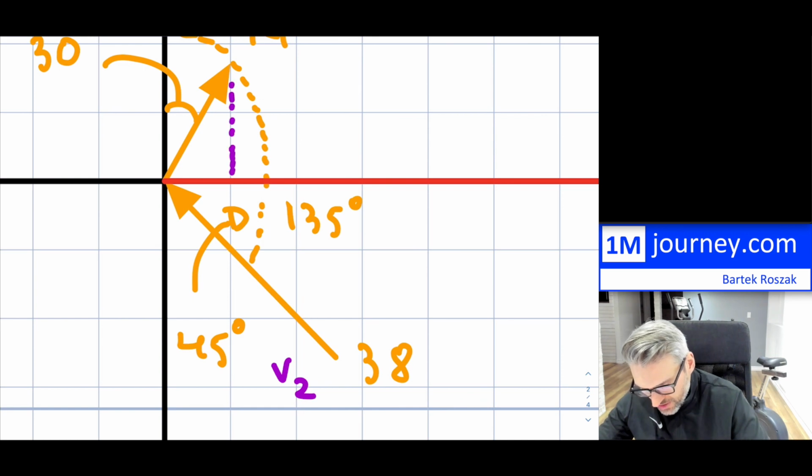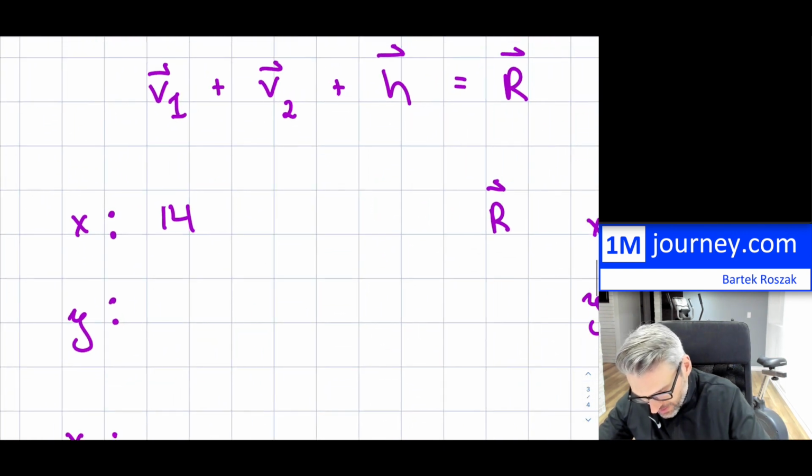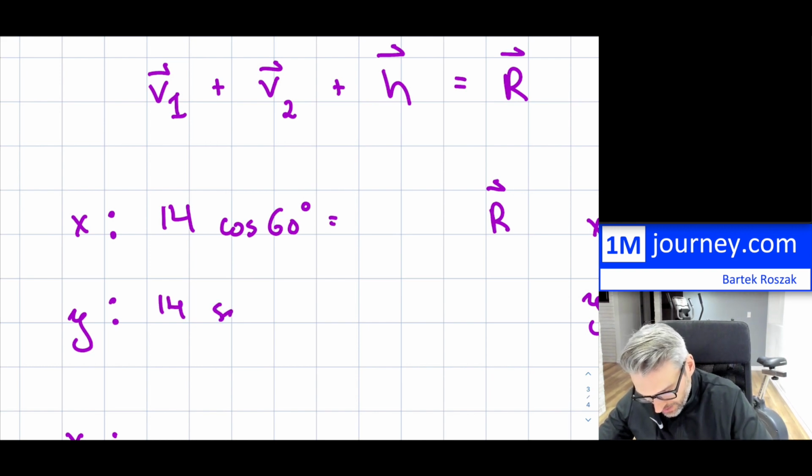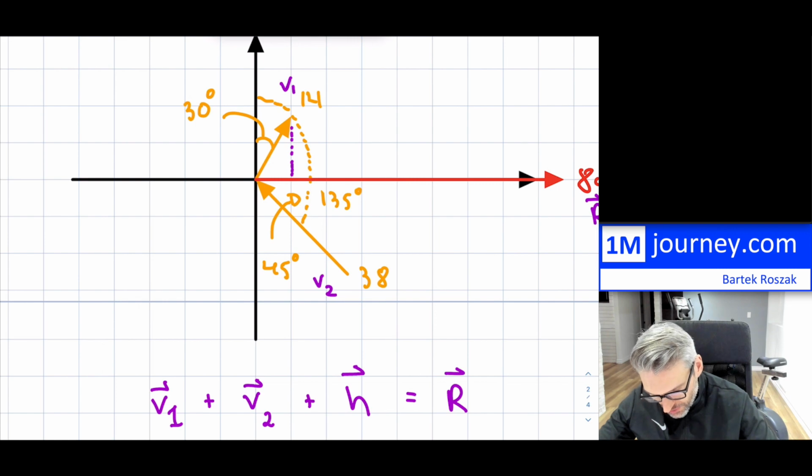I'm going to drop this down. So if that's 30, that means this is 60. So it's cos of 60. That's what I have there. That's going to be this. So this is cos of 60, so I can find out exactly what this is. My y is going to be 14 sine of 60. So that's my y component for that.